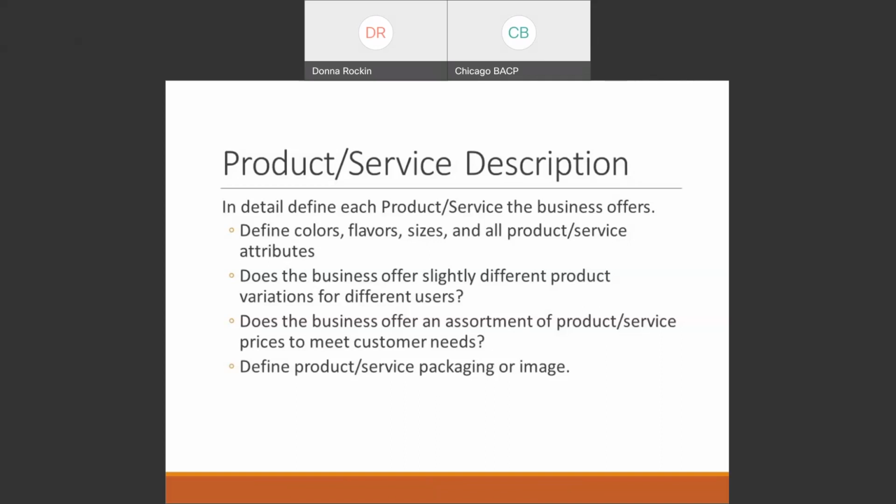And then, does the business offer slightly different product variations for different users? If any of you make a product, some of you might make cookies, or I've worked with local Chicago coffee roasters before. If you're a Chicago coffee roaster, and there are several, you might make a 12-ounce package that you sell at Whole Foods. But you might make a 5-pound bag that you sell to restaurants and food service companies or hospitals or cafeterias.